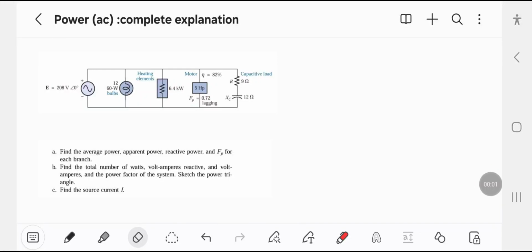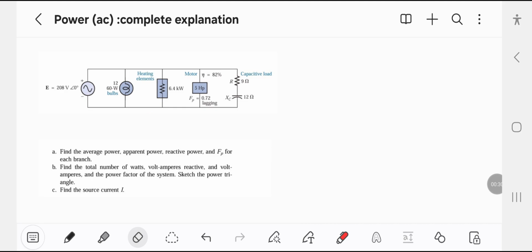Hello guys, today we are going to discuss the power AC circuit, and we will discuss each and every branch of this circuit. The first branch of this circuit is a bulb, the second branch is a heating element, the third branch is a motor, and the last branch is a capacitive and resistive load. Now let's start with the general formula related to this circuit.